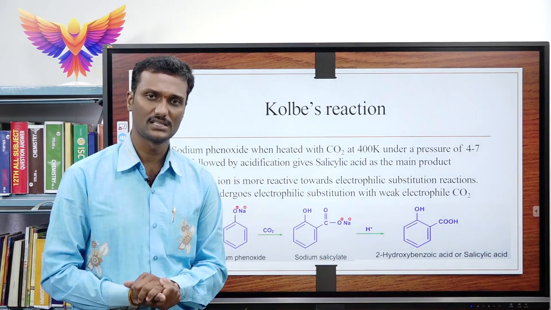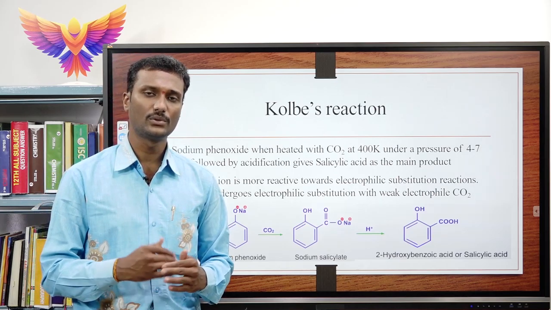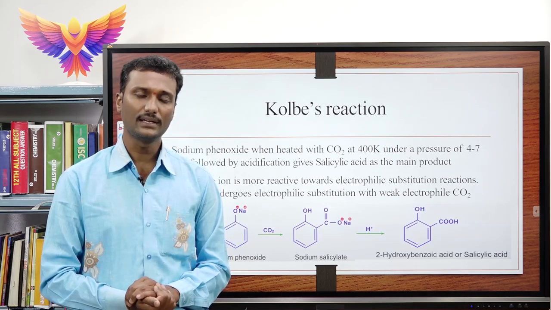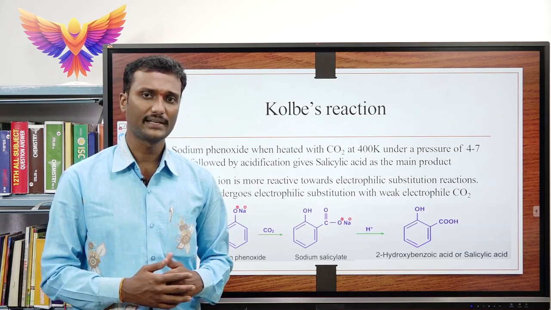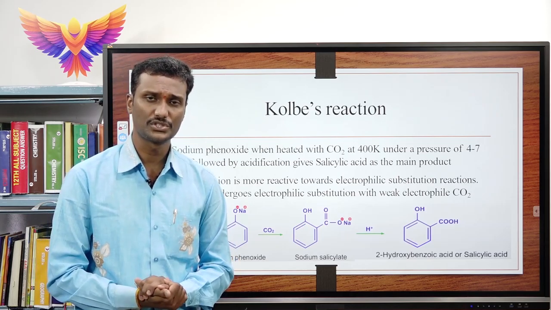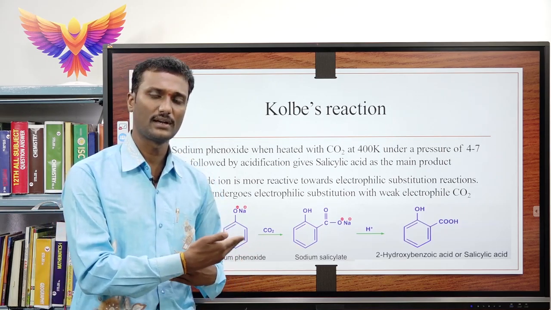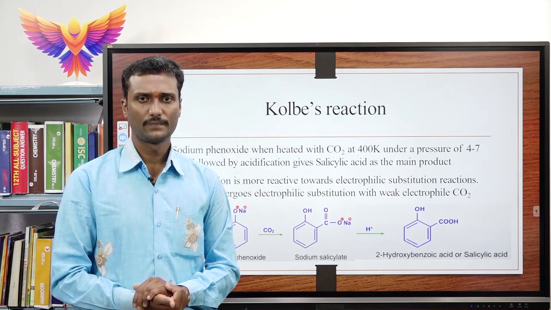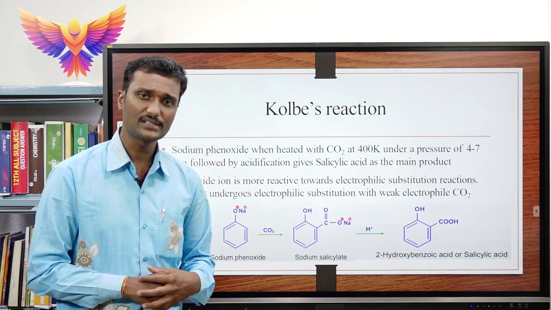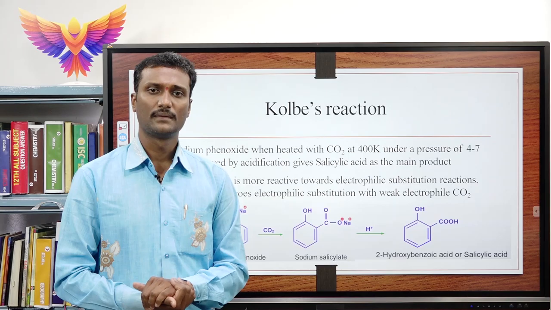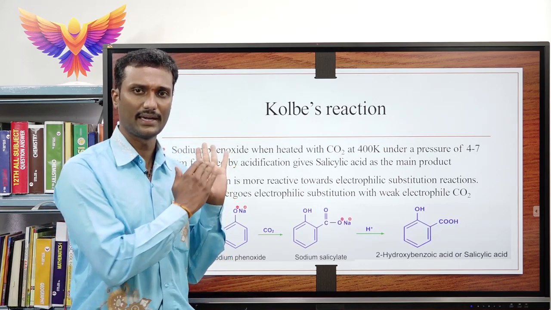Students, let us see how this reaction takes place, I mean the mechanism. Initially, we know phenol is less reactive towards electrophilic substitution reactions. That's why we make phenol into phenoxide ion, because phenoxide ion is more reactive than phenol towards electrophilic substitution. Phenoxide reacts with carbon dioxide. Here carbon dioxide is a very weak electrophile, am I right? This weak electrophile reacts with phenoxide, and through resonance it gives a carboxylic acid at the ortho position. This is what I explained orally about Kolbe's reaction.